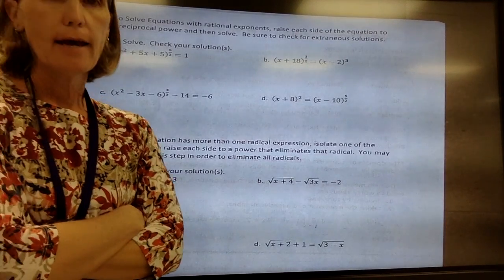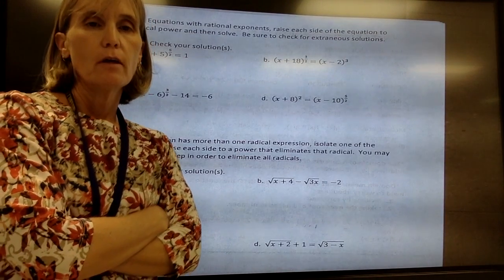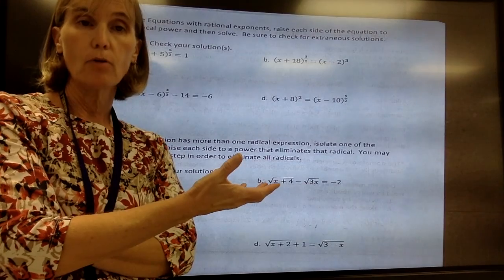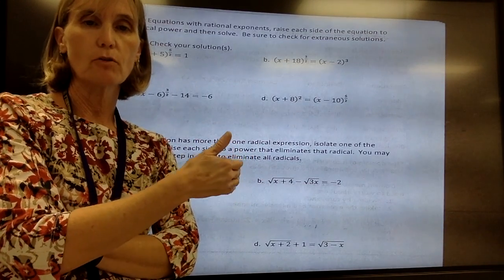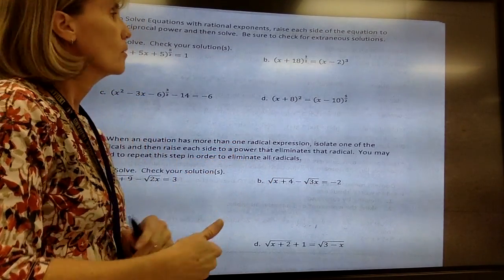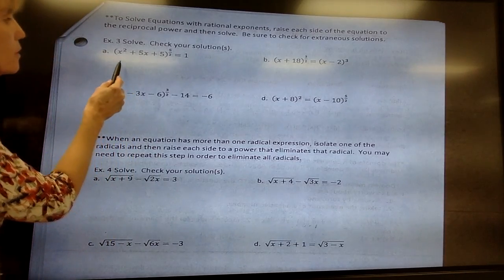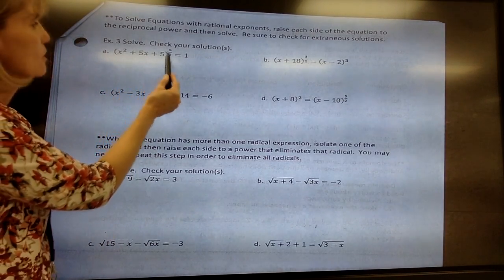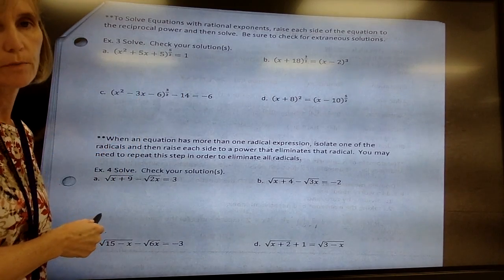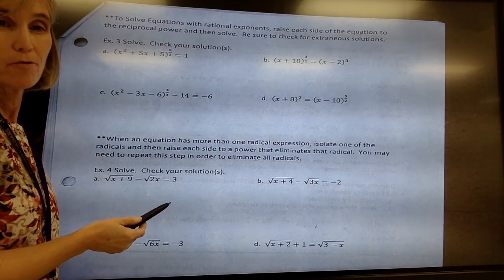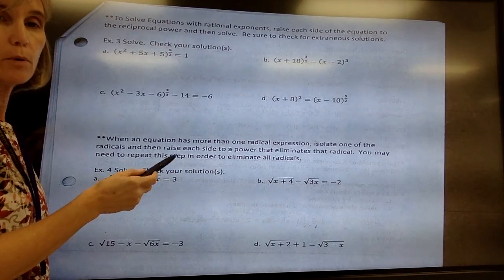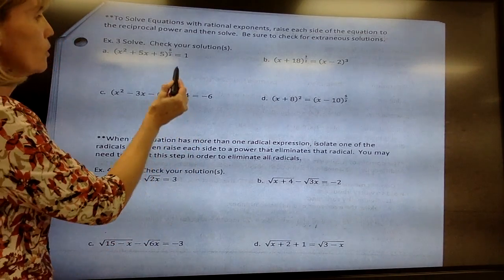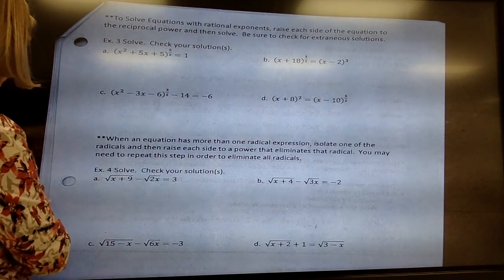Now we want to look at how we solve an equation that doesn't contain a radical, but instead has a rational exponent. Like this example up here, x squared plus 5x plus 5 is raised to the 5/2 power. We haven't seen that before, and there's no radical in there, but what we want to do is undo raising to the 5/2 power.